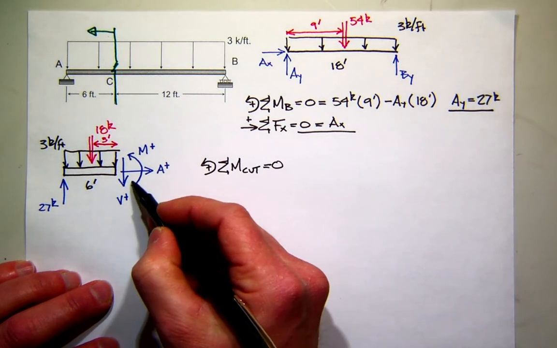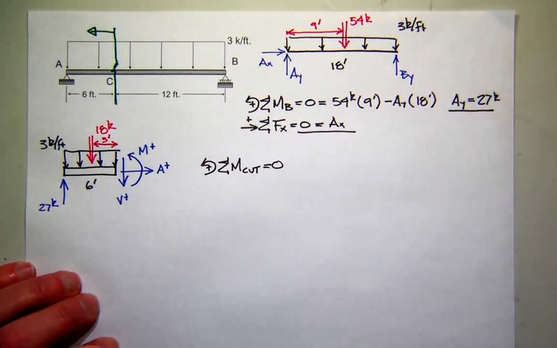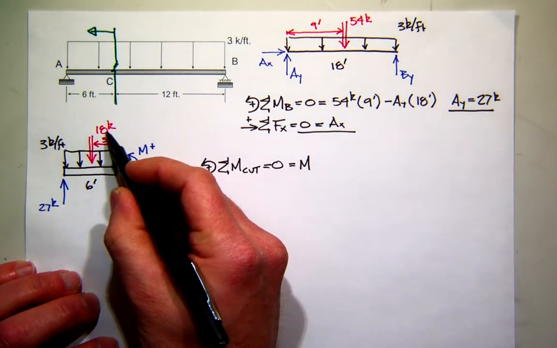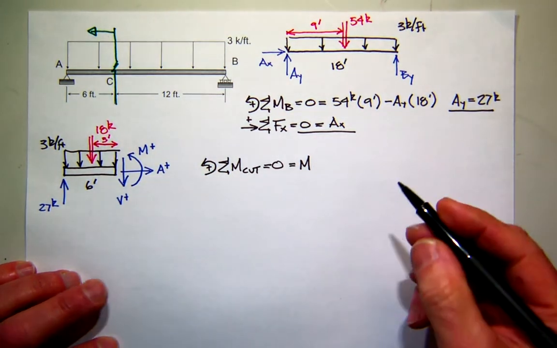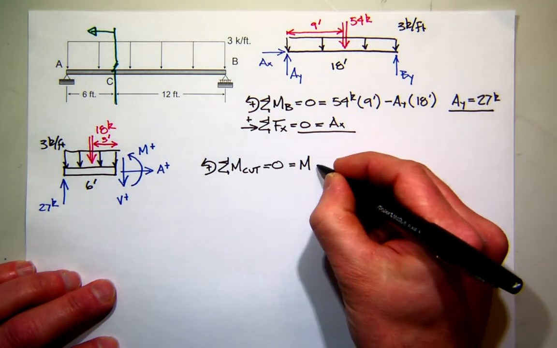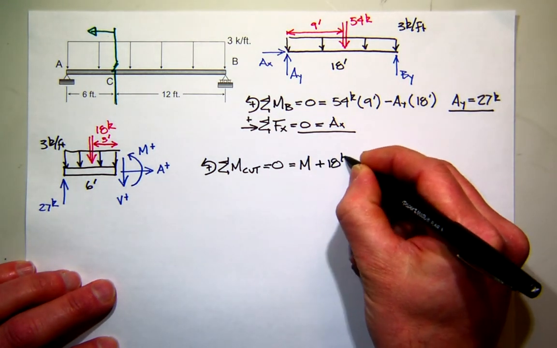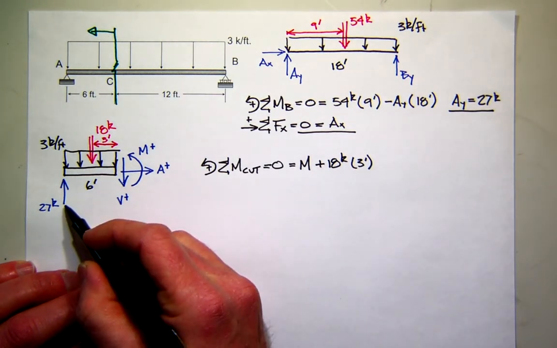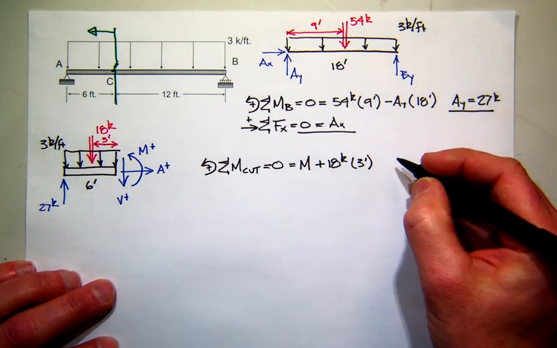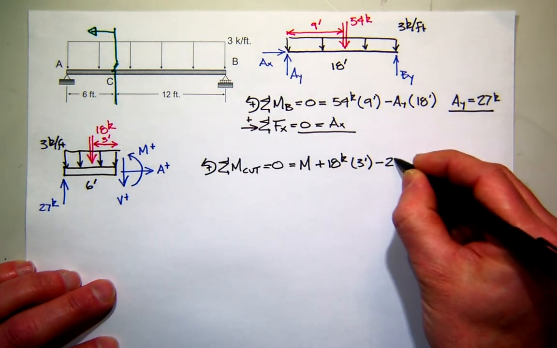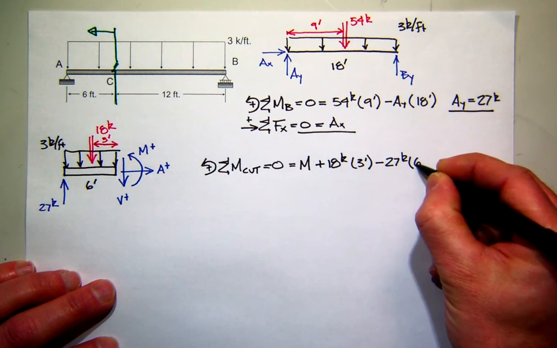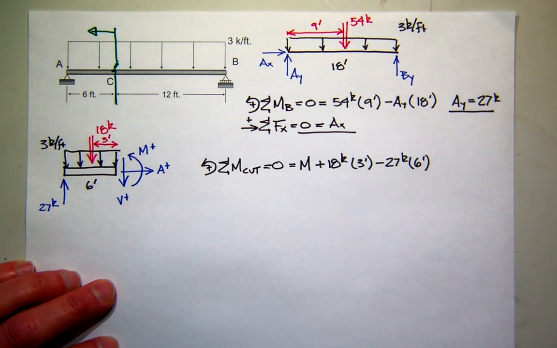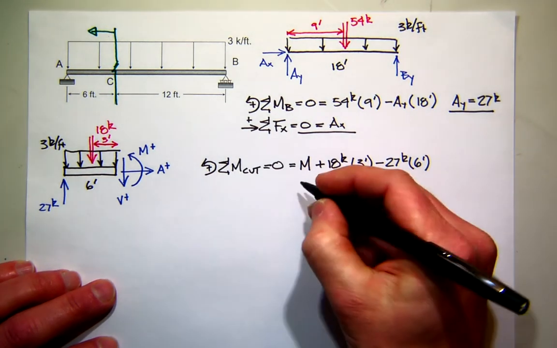Let's sum the moments at the cut. What kind of moment does this create about the cut? Positive or negative? Positive. The 18 kip force creates a positive moment about C, and it has a moment arm of 3 feet. And then I have my 27 kip reaction at A creating a negative moment, and it has a moment arm of 6 feet. So it looks like it's going to be a positive value.